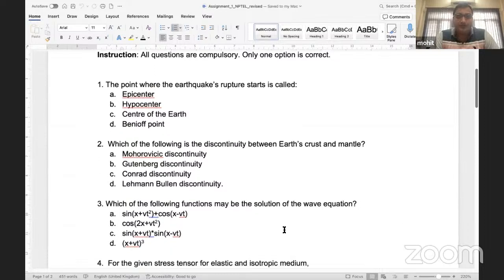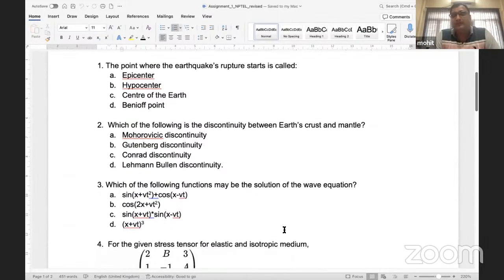Question number two: which of the following is the discontinuity between Earth's crust and mantle? Four options are given. Mohorovičić discontinuity: this is the discontinuity between crust and mantle, so this is the correct option. Option B is the Gutenberg discontinuity, and this is the discontinuity between the mantle and the outer core.